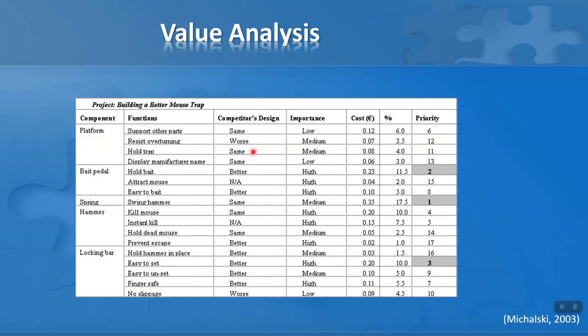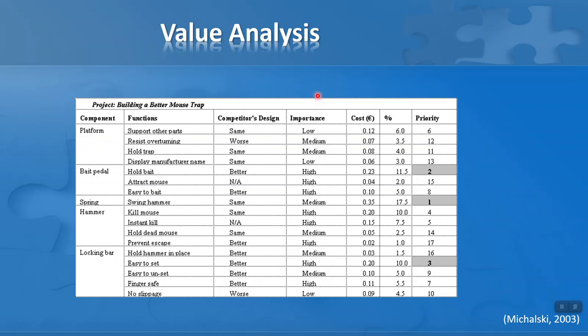So if I just used the competitor's design column here to prioritize improvement, I might get a different set of factors than what I'm hopefully going to get at the end of the value analysis. So typically, if our competitor's design is better than ours, we prioritize our design for improvement, but not yet. I also want to take into account the importance to our customers.